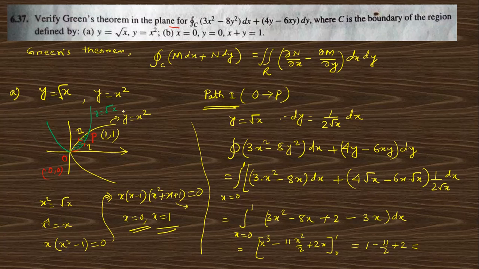Is there any wrong? Yes. y square equal to 4x. These two are missing. Actually, sorry, this is y equal to x square. This is y equals x square, and this is y equals root x.